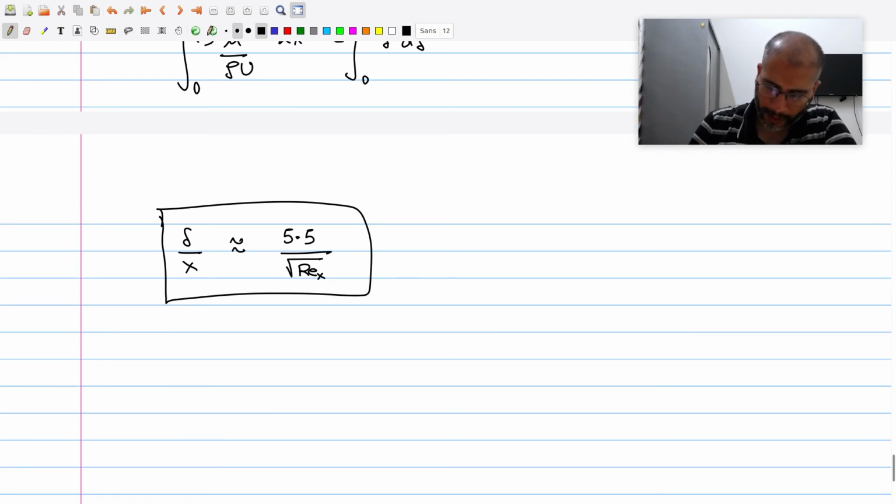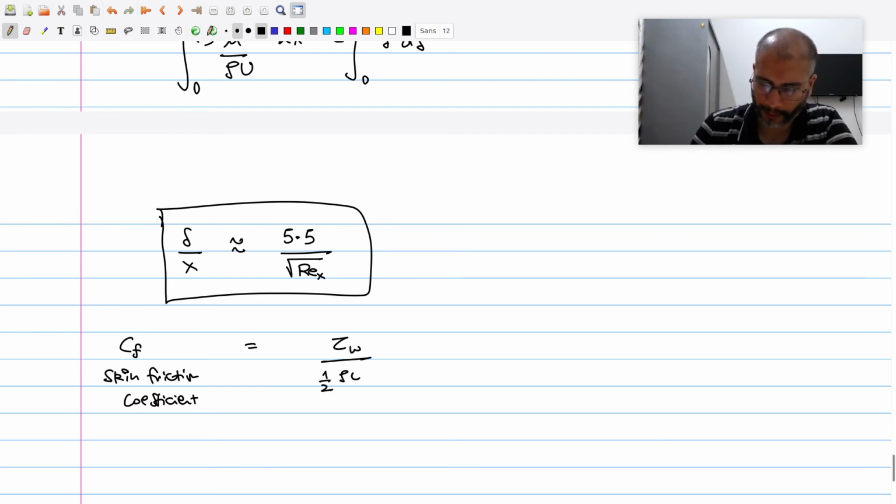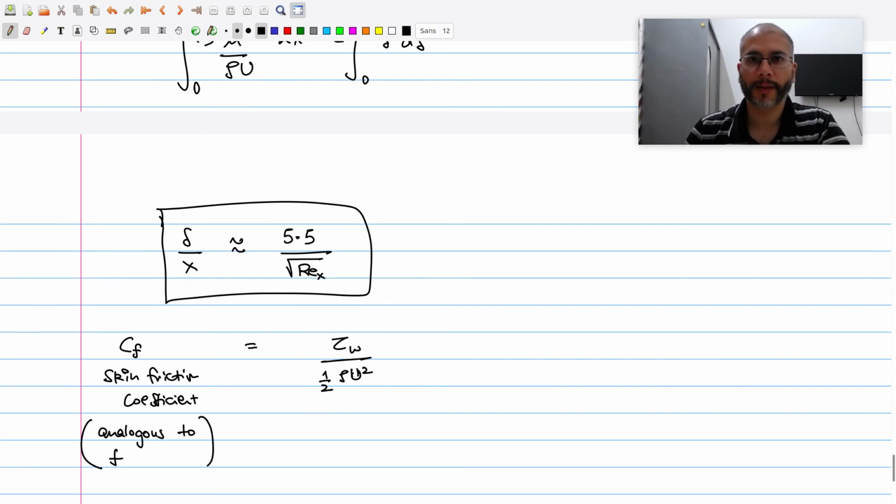We also define something called a skin friction coefficient CF. So this is simply non-dimensionalizing the wall shear stress. We divide wall shear stress by half rho u square, and that gives us a non-dimensional coefficient which we call the skin friction coefficient. This is similar or analogous to the Darcy friction factor f that you had in pipes. Rather than talking about dimensional quantities, we talk about skin friction coefficient that helps us compare two different or many different flow situations.